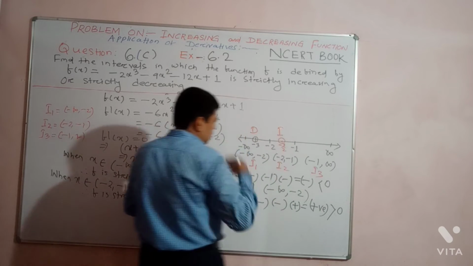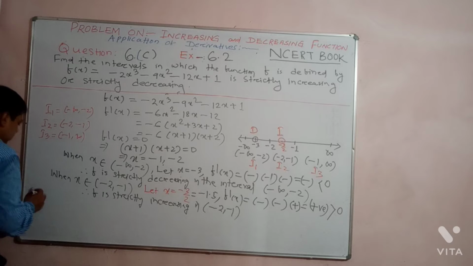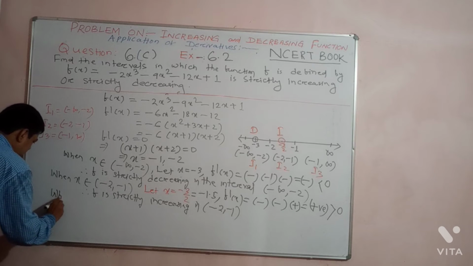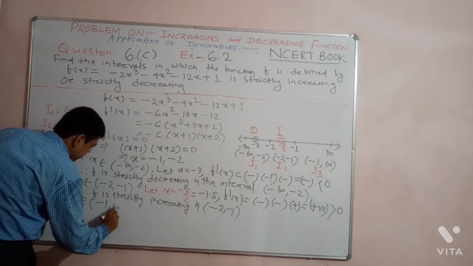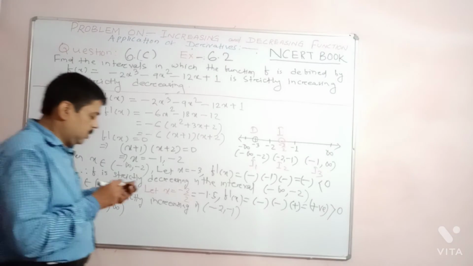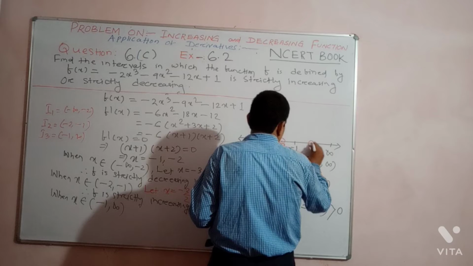Is it clear? Now let us take the third interval. In the third interval, when the domain of the function lies between (-1, ∞), we can take, suppose, the value 7.